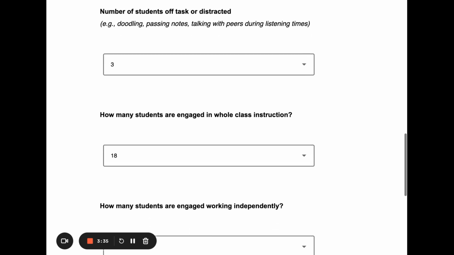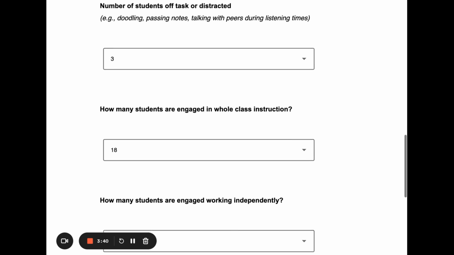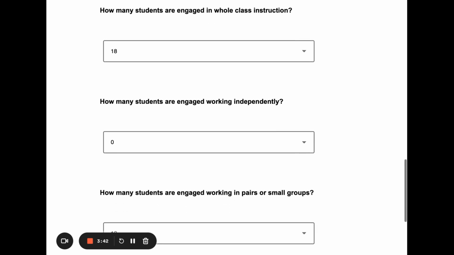Mr. Willaby used whole class instruction for all students in the first 5 minutes, and also the students worked in small groups.